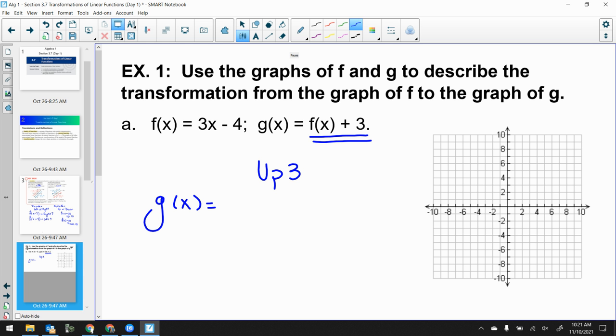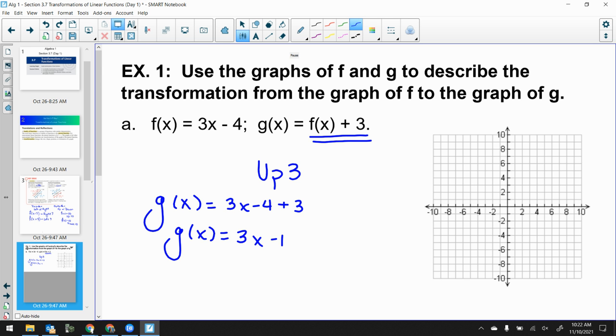What is f of x? 3x minus 4. So now g of x is going to be f of x plus 3. So up and down is literally just tacking on a plus or minus at the end of the equation. So g of x is 3x minus 1.